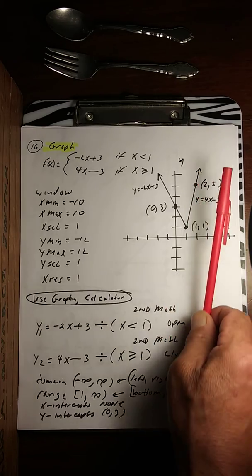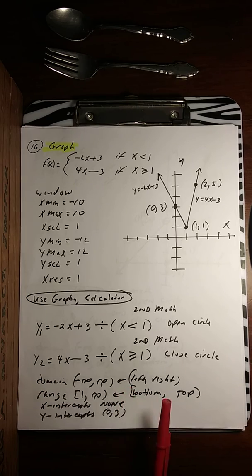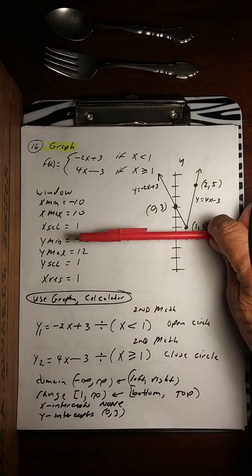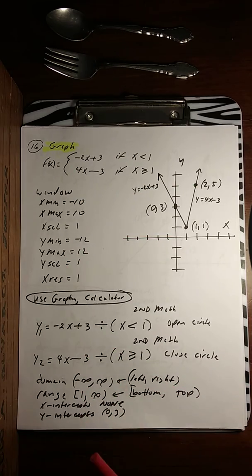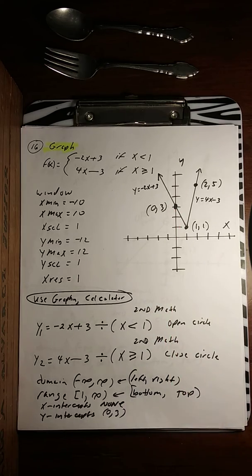So again, look at this. Domain is going to go -infinity to infinity. And the range is going to go from 1, bottom, to infinity. So x-intercepts, none. Y-intercept, there's 1 right there, (0, 3).